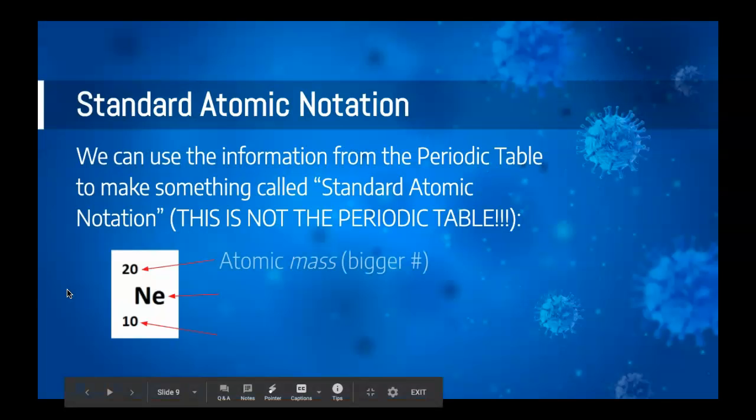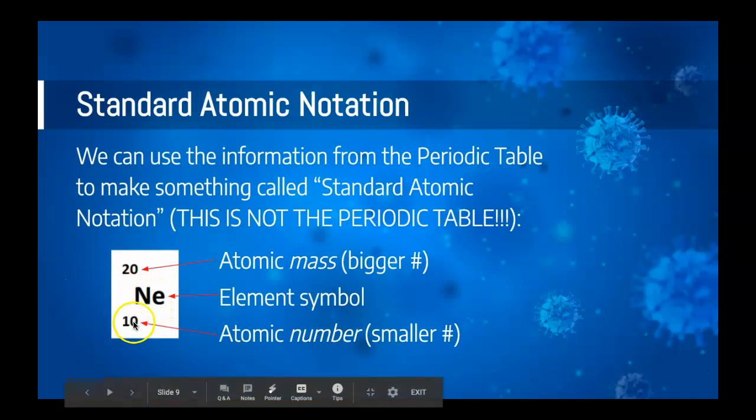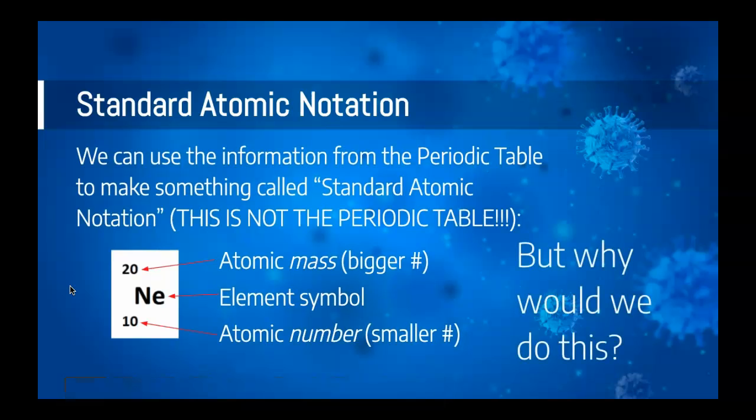And there are three things here. Number one is the atomic mass. We put it up in the top left. Number two is the symbol. We put it here. And number three is the atomic number. We put it in the bottom left. The atomic mass is always going to be the bigger of the two numbers. Right? The bigger number is always going to be on top. And there's a reason for that. I'll show you in a second.